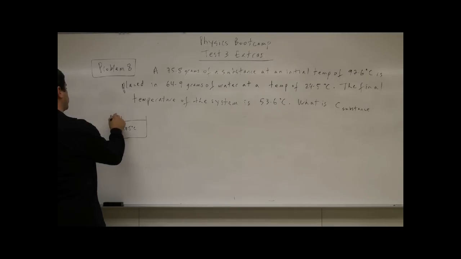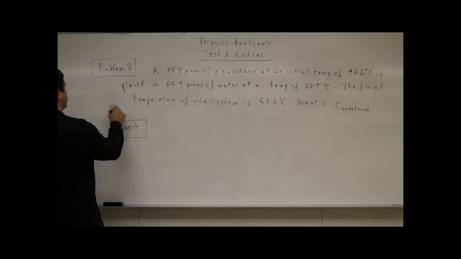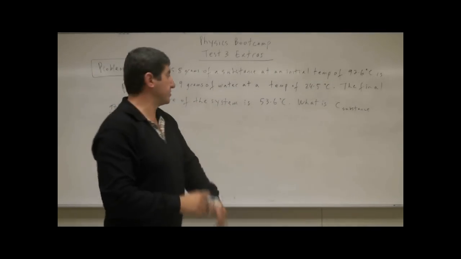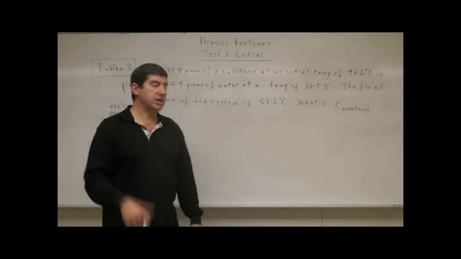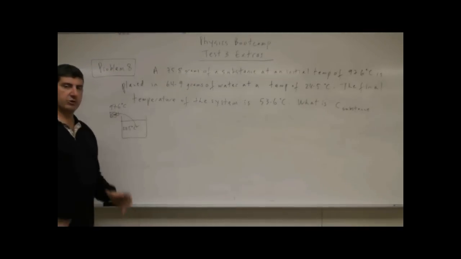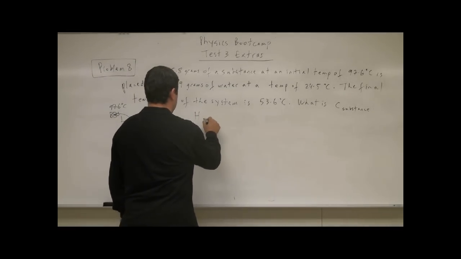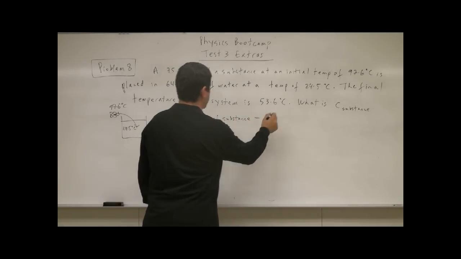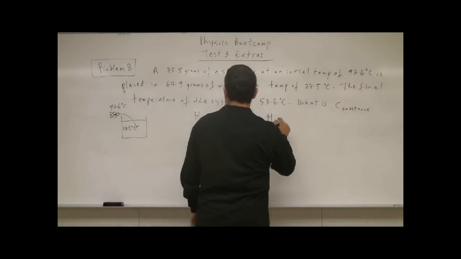You're taking this substance and dumping it in the water. The substance is 97.6 degrees Celsius, and the final temperature at equilibrium comes to 53.6. We want to know what is the specific heat of that substance. We're assuming that all the heat flowing out of the substance goes into the water, so heat out of the substance equals heat gained by water.